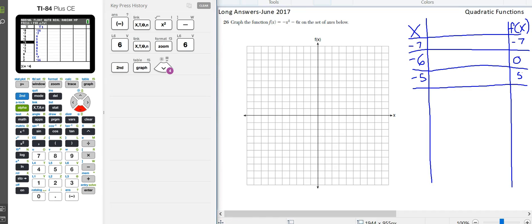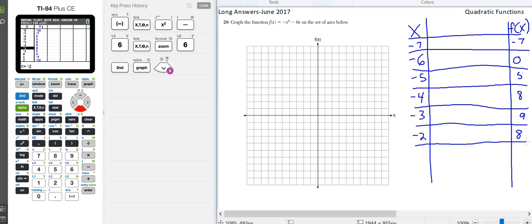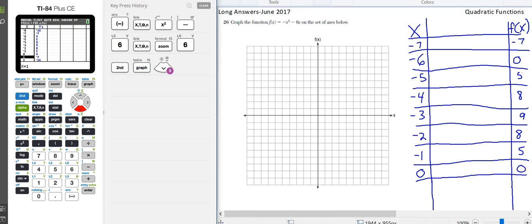Negative 4, comma, 8. Negative 3, comma, 9. Negative 2, comma, 8. Negative 1, comma, 5. 0, comma, 0. 1, comma, negative 7.